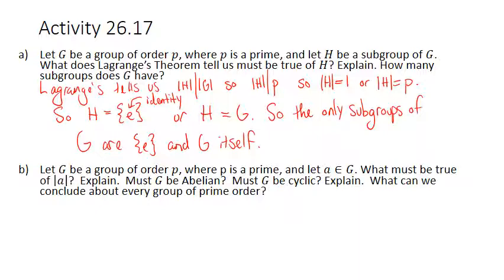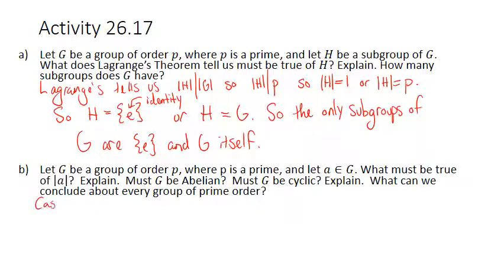Okay, so part B: let G be a group of order P, where P is prime, and let A be an element of G. What must be true of the order of A? Explain. Must G be abelian? Must G be cyclic? Explain. And what can we conclude about every group of prime order? There are two possibilities here for what A could be: A could either be the identity or not the identity. So let's consider both of those cases.